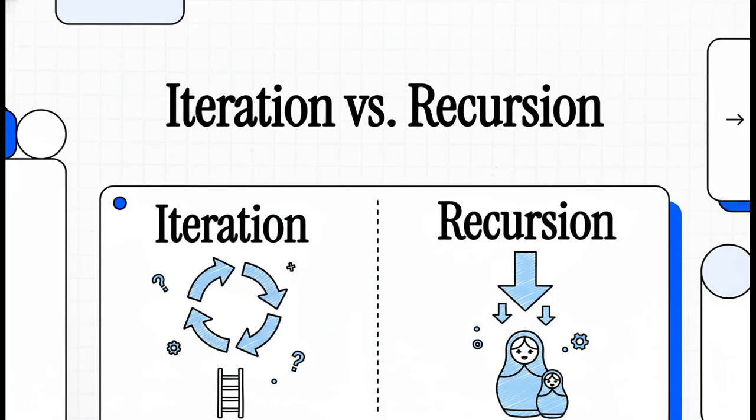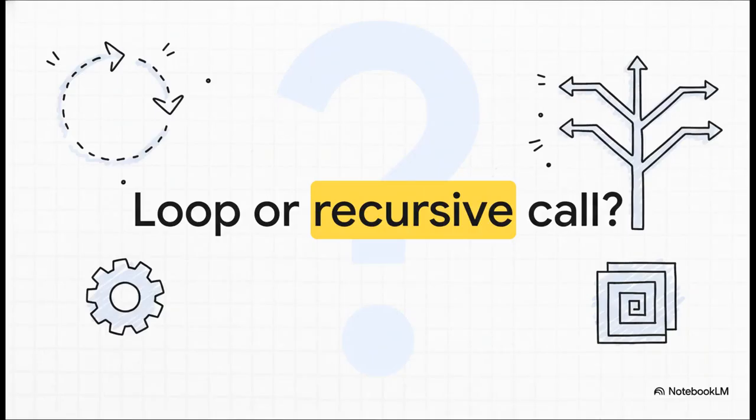All right, let's get right into it. Every single programmer, I don't care if you're a rookie or a seasoned pro, faces this choice all the time. How do you get your code to do something over and over again? The two main tools we've got for that are iteration and recursion. On the surface, it seems pretty simple, right? Are you going to use a loop, or are you going to have a function call itself?